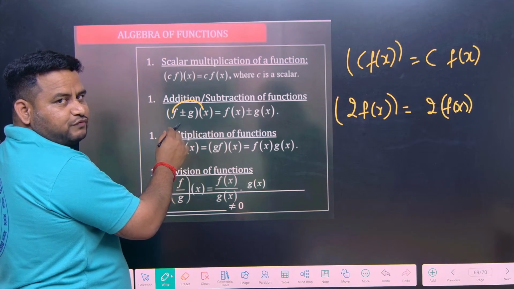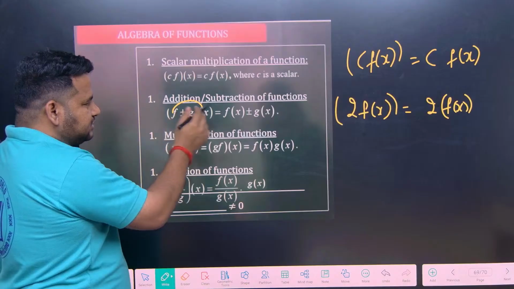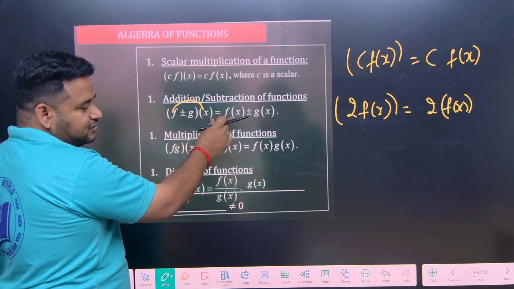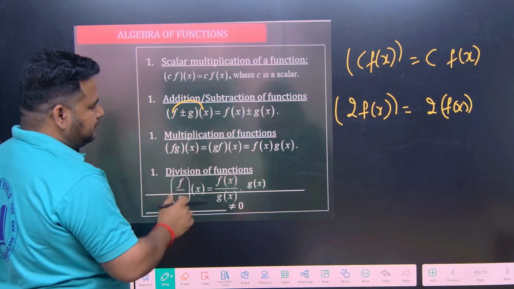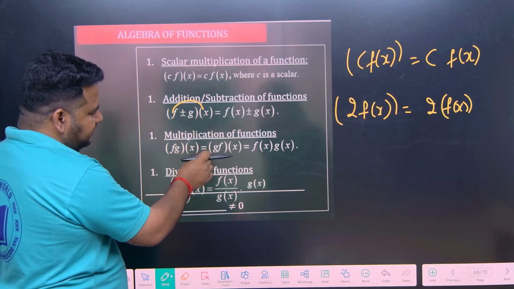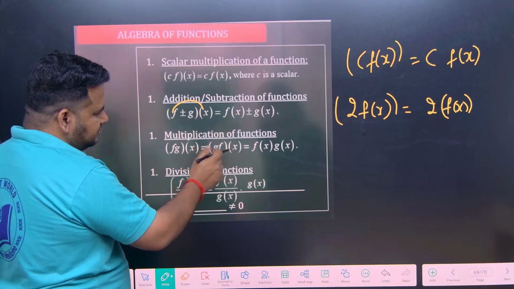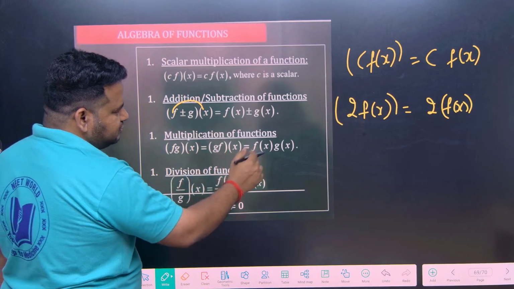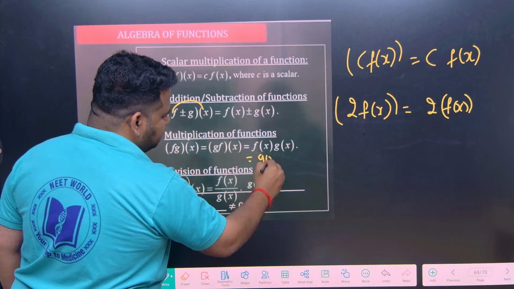Addition or subtraction of two functions can be written as what? First function plus or minus second function. Multiplication is also the same. (f·g)(x) can be written as what? f of x into g of x, or you can write it as g of x into f of x.